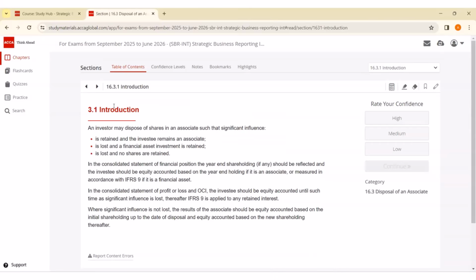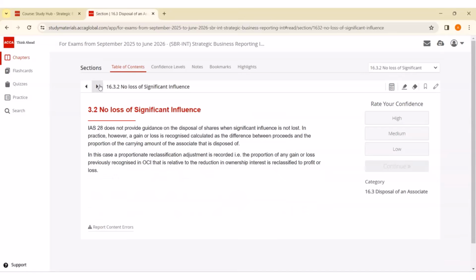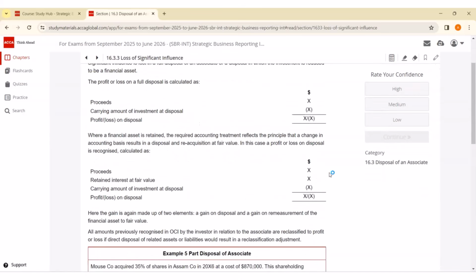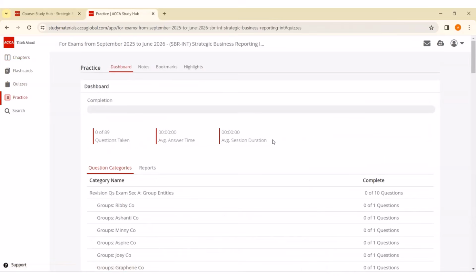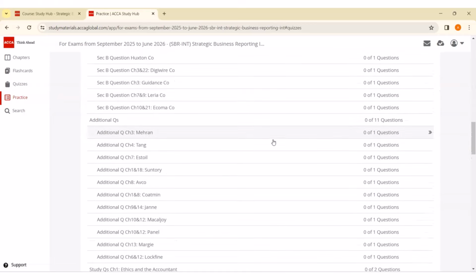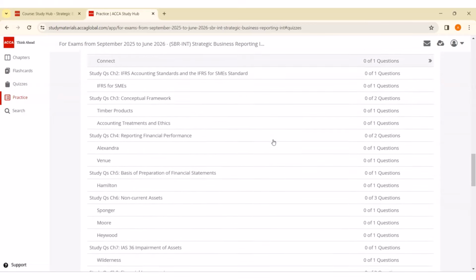Here is the working with respect to disposal of an associate, and when there is loss of significant influence, here also we need to calculate the gain or loss on disposal, and it needs to be shown in the statement of profit or loss. If we come to the practice questions also, there are questions which are related to the consolidation part. You can see the workings.